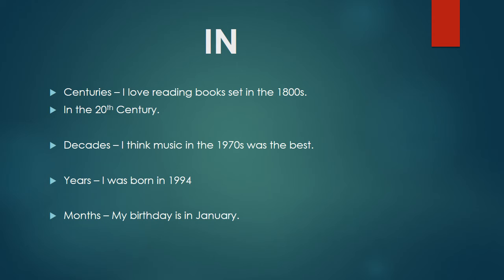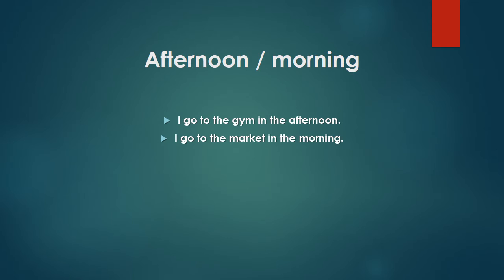I was born in 1994. Yes, I was born in 1994. Months. My birthday is in January. So we use in for afternoon and morning. I go to the gym in the afternoon. I go to the market in the morning.